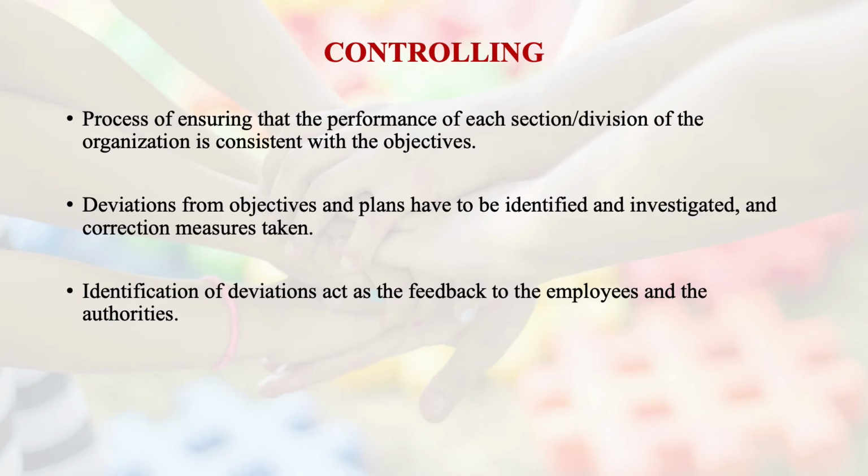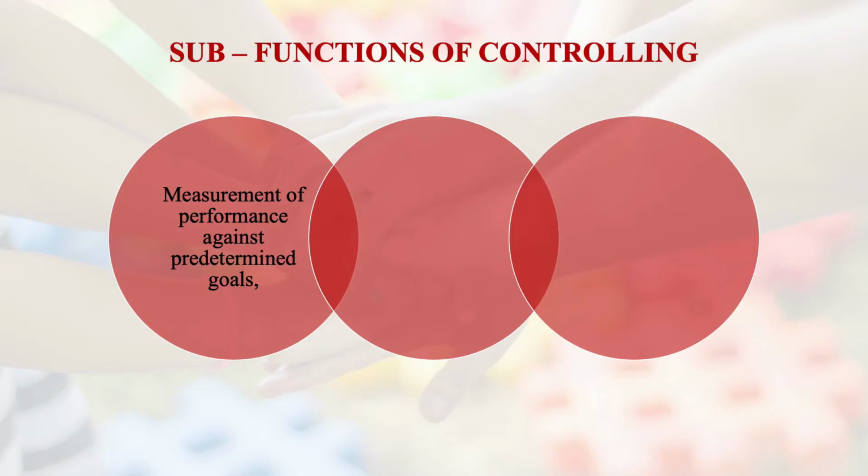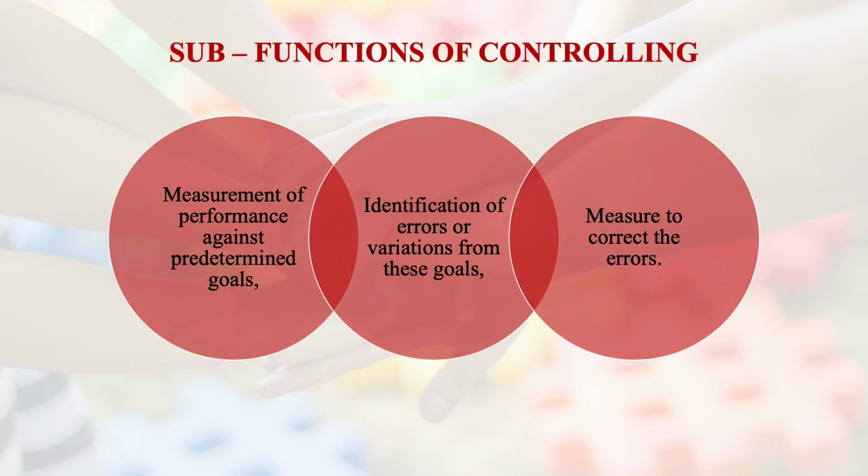The third part is identification of deviation. Deviation needs to be identified, and it acts as feedback for the employees and the authorities. The managers get the feedback that this aberration is there and that it can be rectified, and later a modified version of that performance can be done, which helps the organization to perform better. Now, the sub-functions of controlling involve the measurement of performance against predetermined goals, identification of errors or variations from these goals, and measures to correct the errors. This is very important because it is a part of monitoring, and it gives the feedback also.